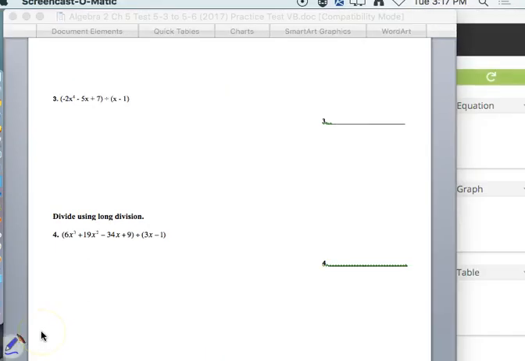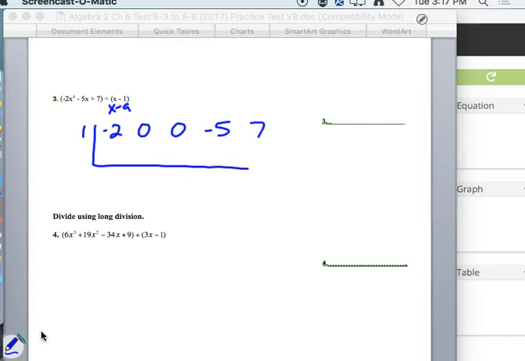Number 3 again, we notice our x minus a format, and that means we're just going to put a 1 out in front. Negative 2x to the 4th minus 5x plus 7, we are missing some things. So we have a negative 2x to the 4th, but we don't have an x to the 3rd, so we need a 0. We don't have an x squared, we need another 0. Negative 5x and 7, all the way down to the constant.